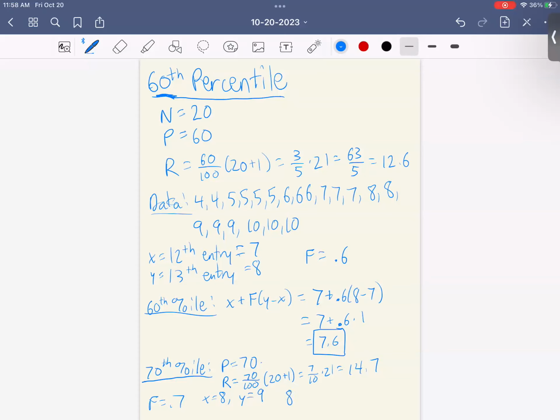So we get 8 plus 0.7 into 9 minus 8. So that will give us 8.7. Exactly. All right, so there we are. Perfect. So that's going to be 8.7 in this case. Perfect. All right, any questions on this example?